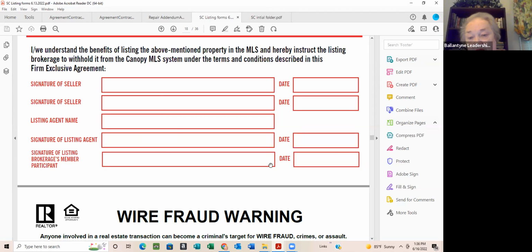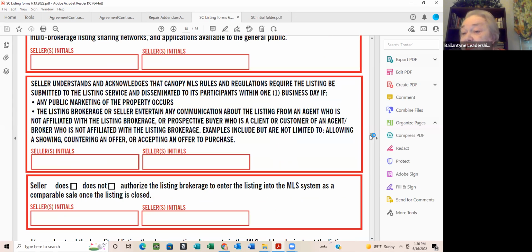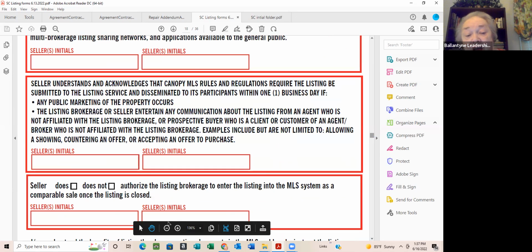Now, let me show you another couple of things. We're not going to put it in MLS initially, okay? Because the seller doesn't want it. It was designed for people who want privacy, but we have found more practical uses of it. But if the seller is okay with putting it in MLS after it closes, then they need to check this box. If they do not want it in MLS ever, then they would check it right here.